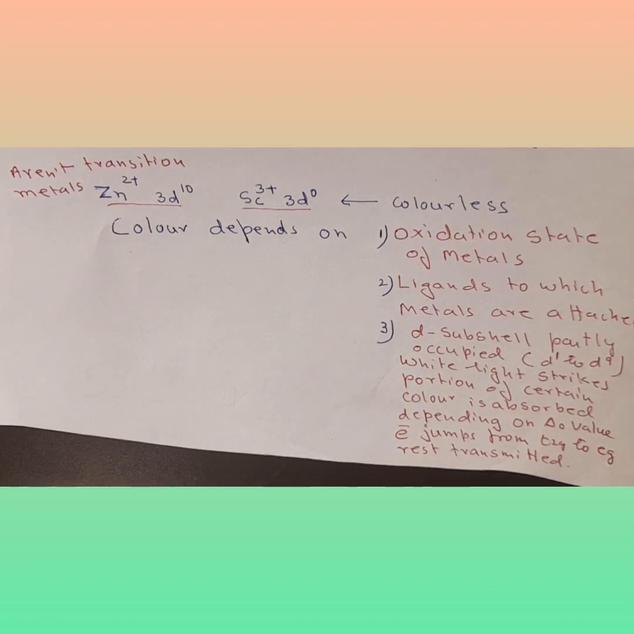Alright, now there has to be certain criteria for the complexes to be colored. Because all the metal complexes are not colored. So what could be the criteria for metal complexes to be colored? Let's try and understand. Just to take an example, if we observe zinc.